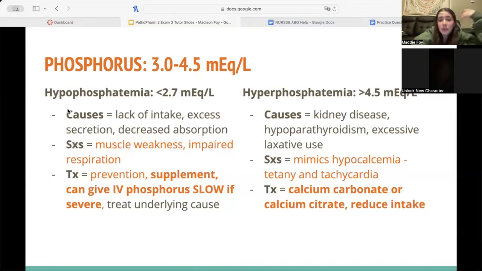So again, definitely try your best to understand that relationship between phosphorus and calcium. And truthfully, if you know one, you can kind of figure out the other. Because again, it gets confusing to say, but the symptoms of high phosphorus are going to be mimicking those of low calcium, and the symptoms of high calcium are mimicking those of low phosphorus. So they really do kind of work in opposition like that.